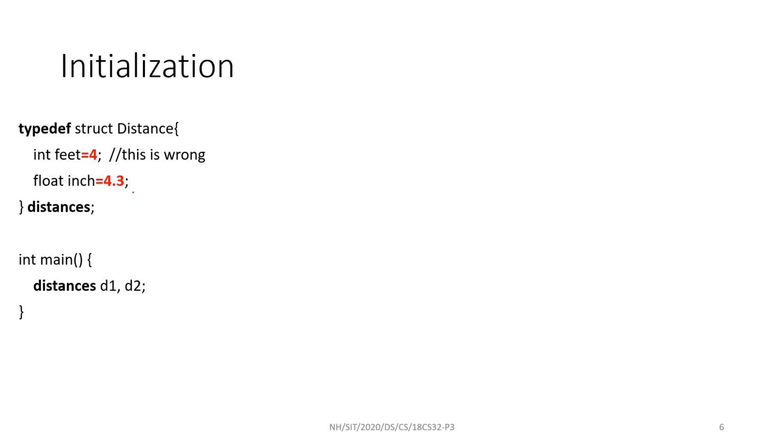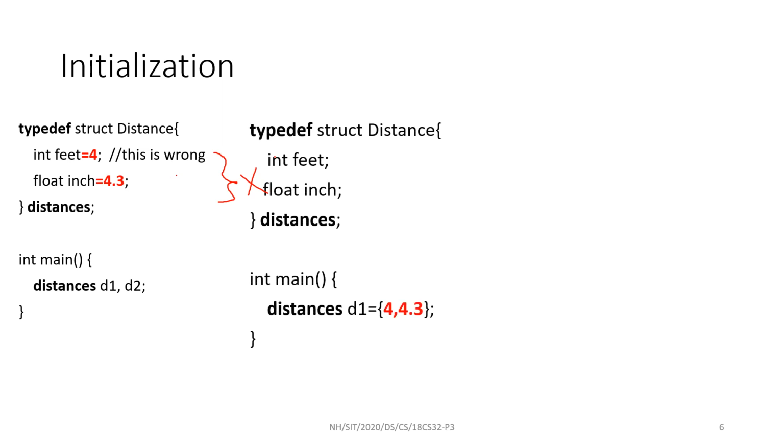Now, whenever you use a variable, we may have to initialize it, but a structure will not allow us to initialize variables inside the structure. This is wrong. Both are wrong. You can't initialize a variable here. I can't put a value. I can't initialize 4 to feet, or 4.2 to inch. This is the wrong way. What is the right way? This is a proper method of initializing a variable.